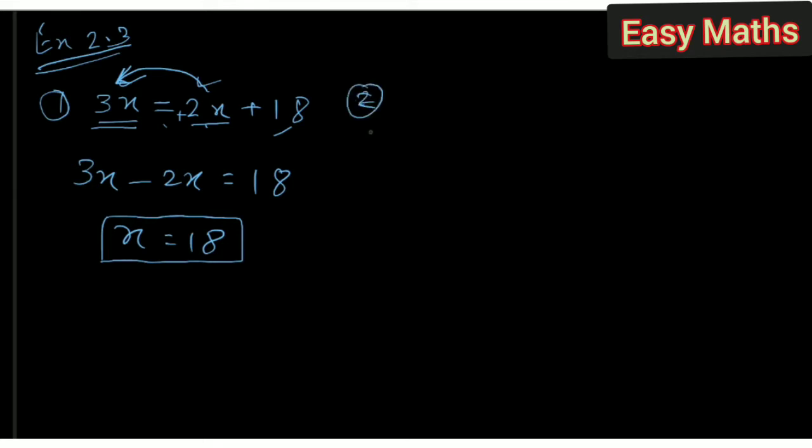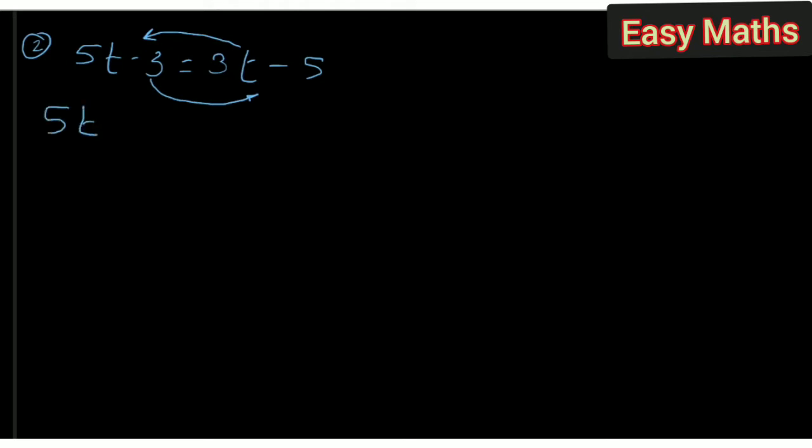Now let's look at the second question. I will take it to the next page. So second question is 5t minus 3 is equal to 3t minus 5. So I am going to take t to one side of equal to and constants to the other side. So I am going to write 5t as it is. This plus 3t will go to the other side, it will become minus 3t. This minus 5 will remain as it is.